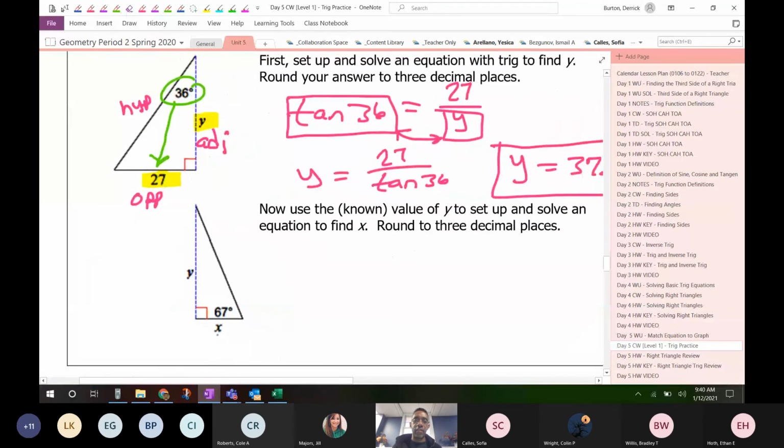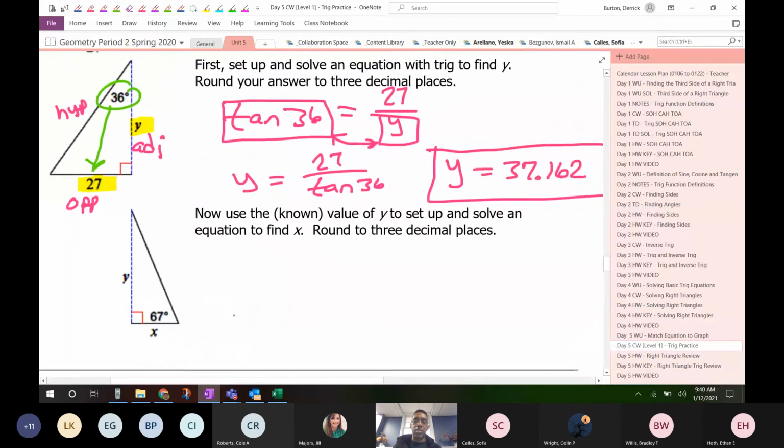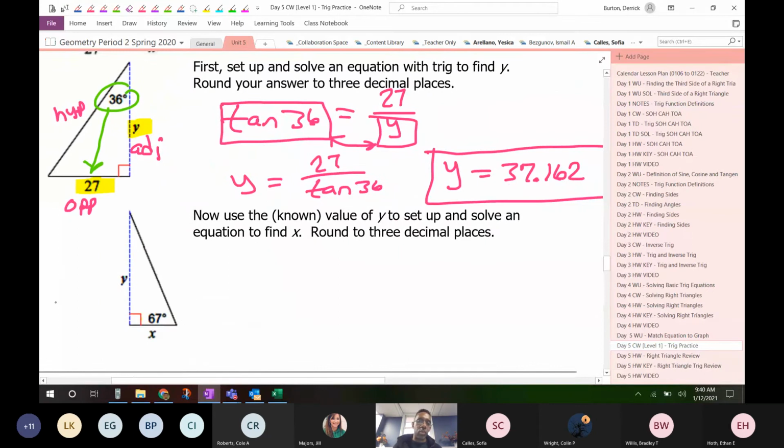We need to keep going and find x. But let's fill in what we know. So we know that y is 37.162. Always use 3 decimal places. So now we should be able to find x over here.